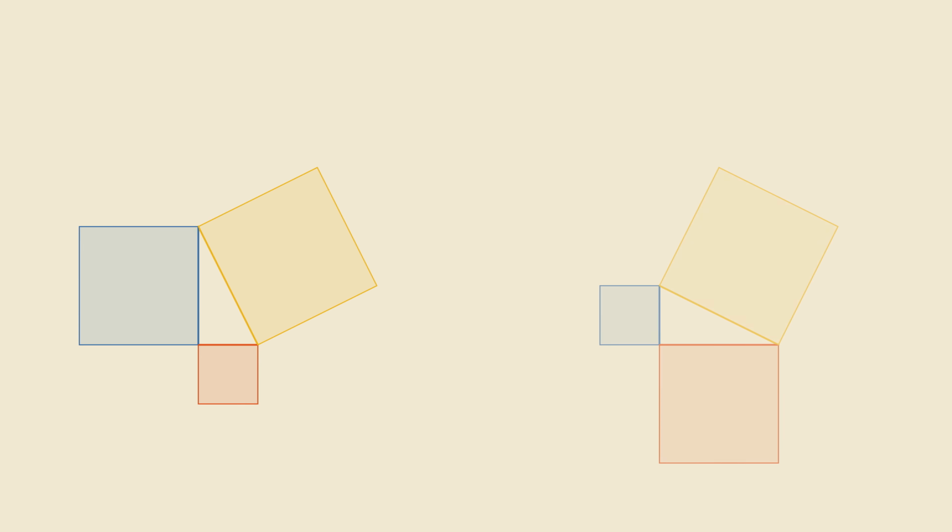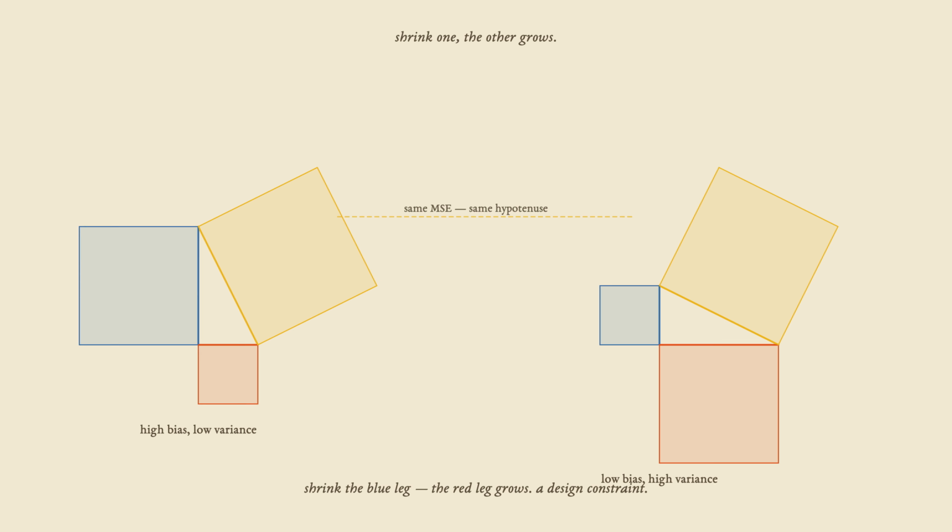The trade-off: make the model more flexible, the blue leg shrinks, the red leg grows. The hypotenuse barely moves. Make it rigid, the red shrinks, the blue grows. The sum of the squares is conserved, not the individual squares. That is a design constraint. 2 triangles, same hypotenuse. The picture is the argument.